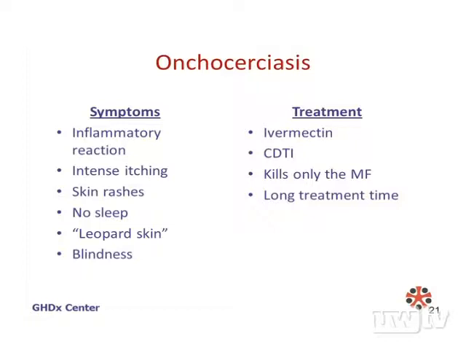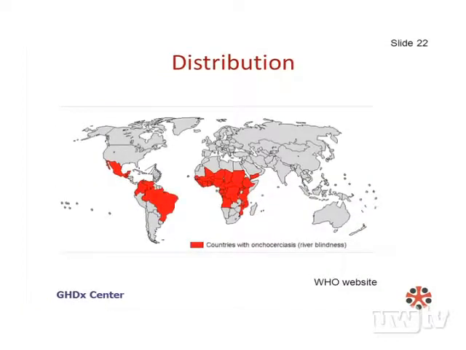Okay, another point about that distribution, even though you say it's in Africa, it's also in Latin America, and actually it's also in Yemen. 99% of the disease burden of onchocerciasis is in Africa. Okay, so that's a quick blurb about onchocerciasis.